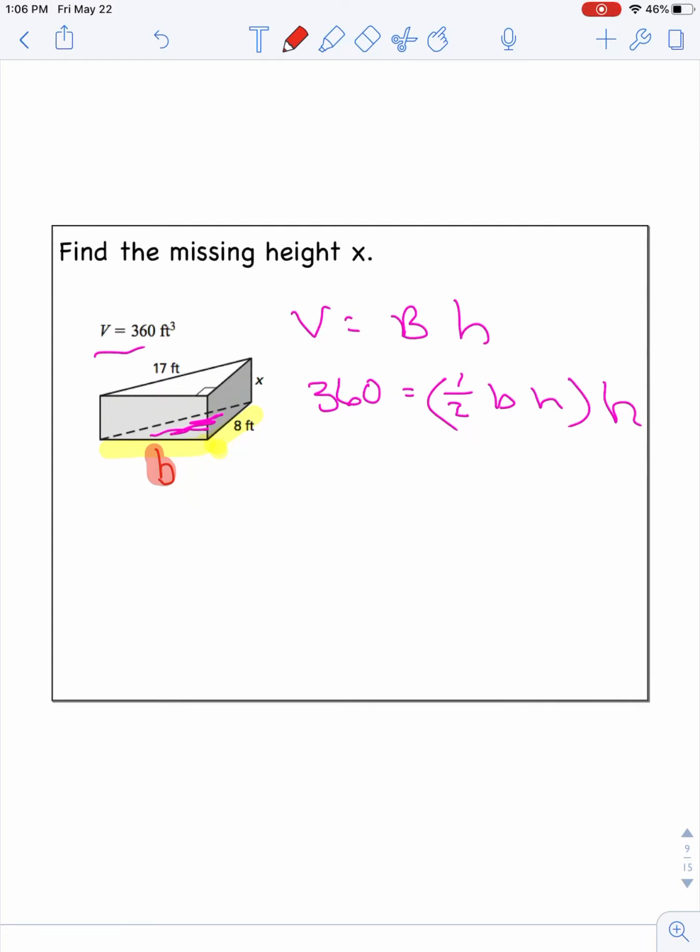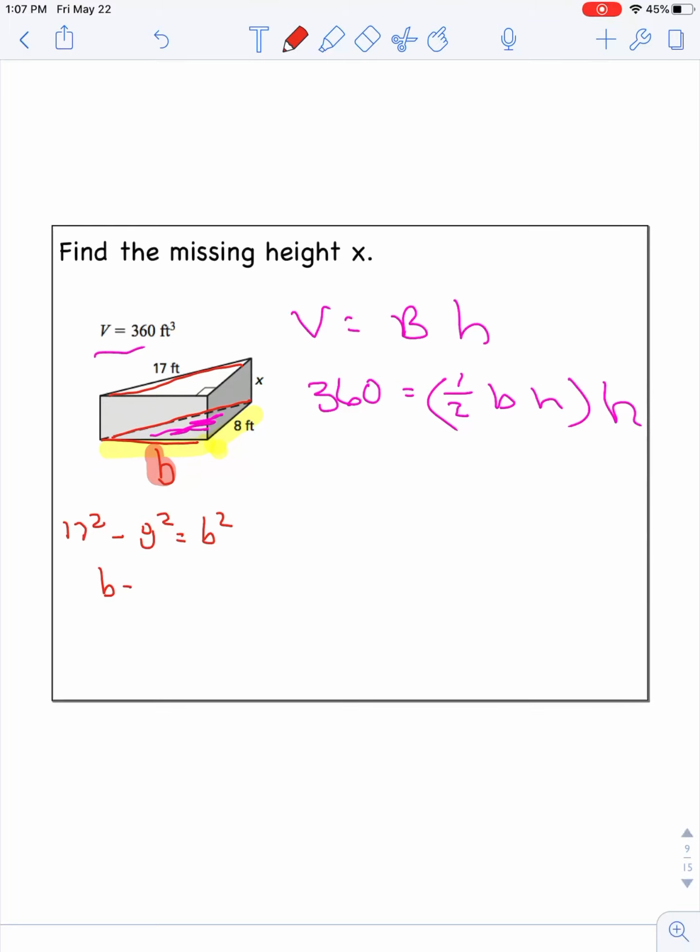I can find that base right there. I can find this base by using the Pythagorean theorem, because this is 17, this is also 17, because remember the bases are parallel and congruent. So I can use the Pythagorean theorem, and 17 squared minus 8 squared is going to give me my base squared.